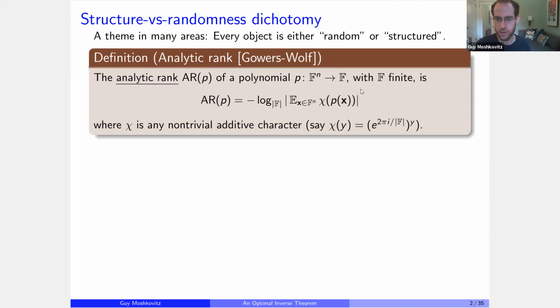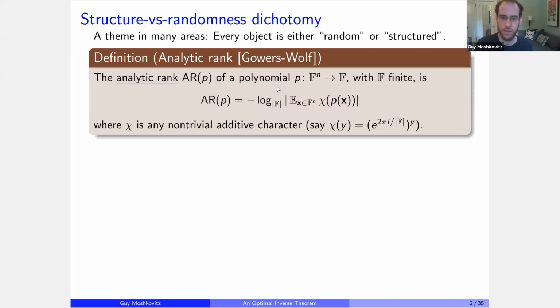So a quick sanity check. When you take a random polynomial P, then you would expect this sum of chi of P to have lots of cancellation. So this sum is going to end up a small number. And once you normalize it by F to the n, and then take a minus log, you're going to get that the analytic rank is just roughly n. So for a random polynomial in n variables, the analytic rank is going to be n, maximal.